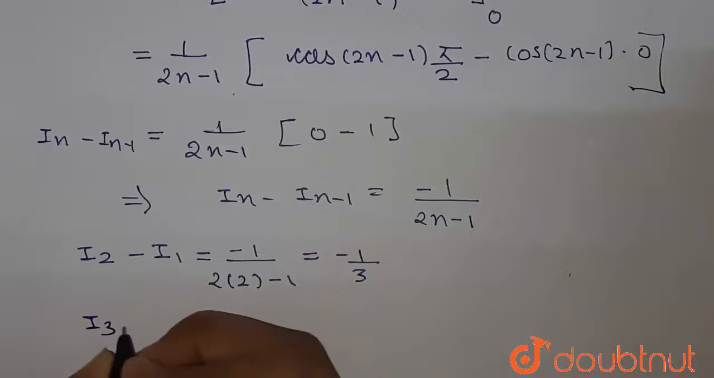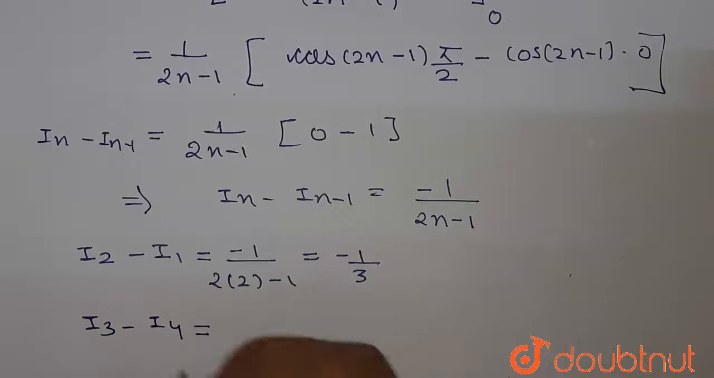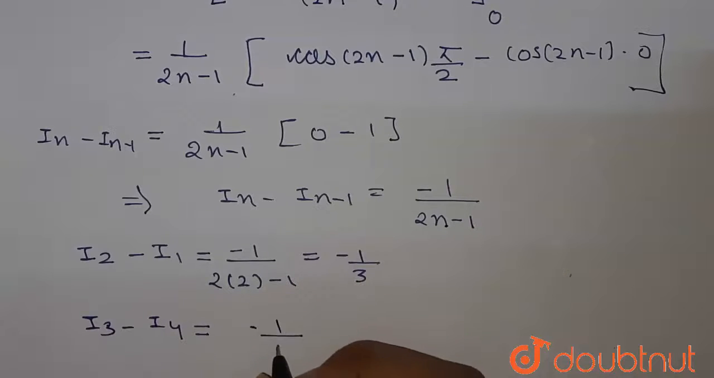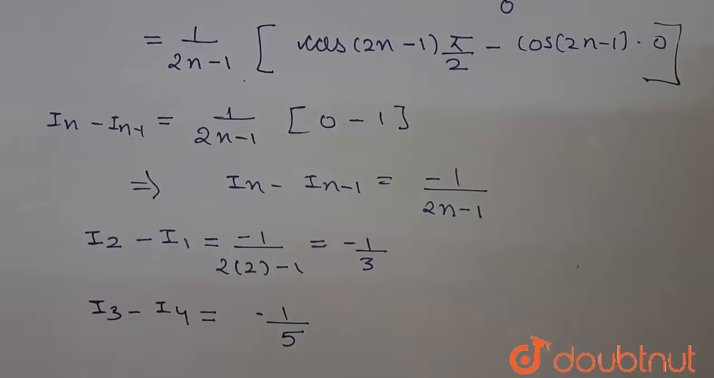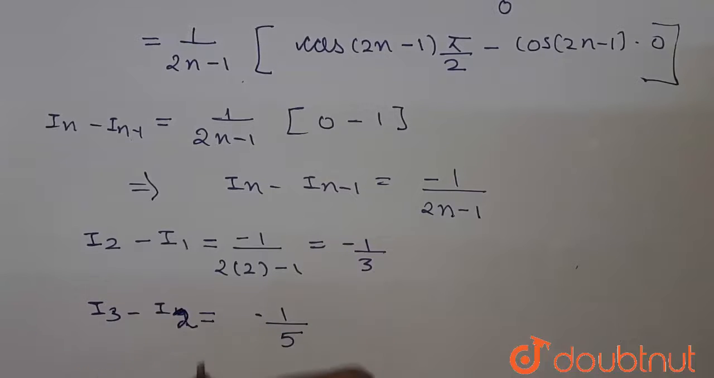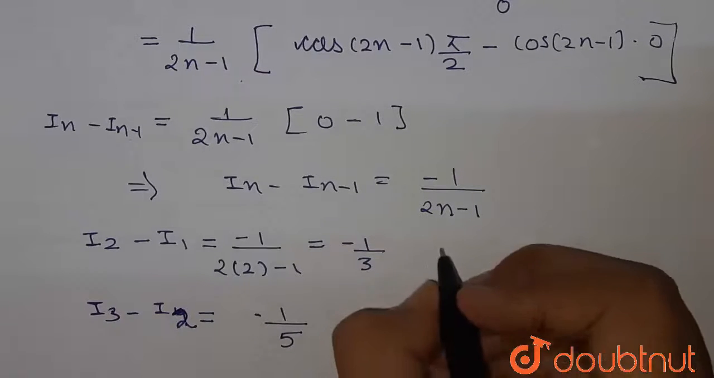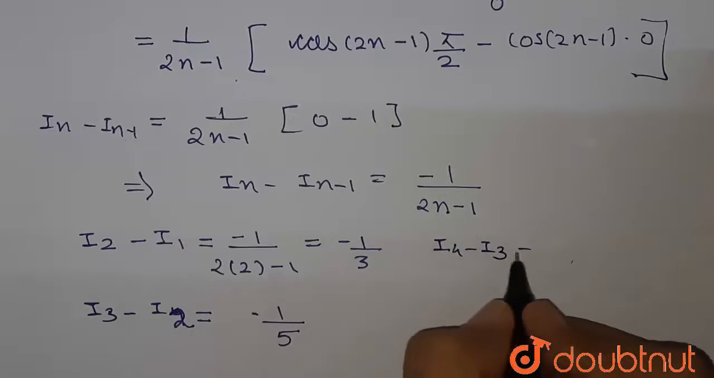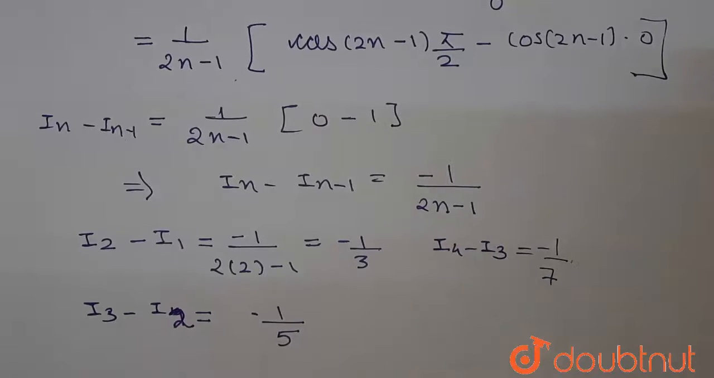Similarly, I3 minus I2 we were asked to find. So put here 3, so 6 minus 1. So minus 1 by 5. Similarly, we were asked to find I4 minus I3. So that will be equal to minus 1 by 7. See, this is n, and this is n minus 1. So here we have to put the value for n. That will be 4. So 2 into 4 minus 1, that is 7. Similarly, here we got 2 into 3 minus 1, that is 6 minus 1, that is 5.